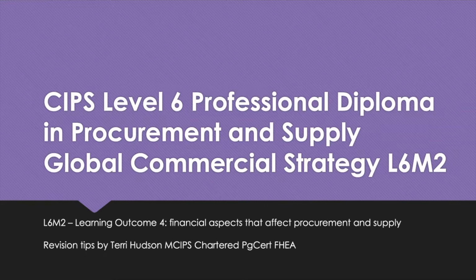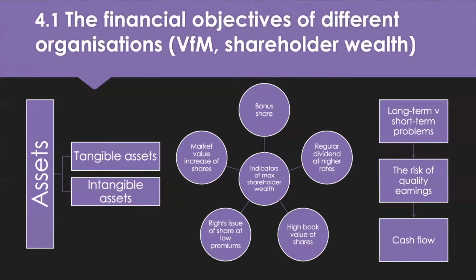This is Module 2, Global Commercial Strategy, and it's Learning Outcome 4, which is to understand the financial aspects that affect procurement and supply. So in supply management, it is important to understand the financial aspects that are going to affect procurement and supply. So we look at things like how costs and finance affect the supply chain, the methods to manage volatility in currencies, and managing commodity volatilities in a supply chain.